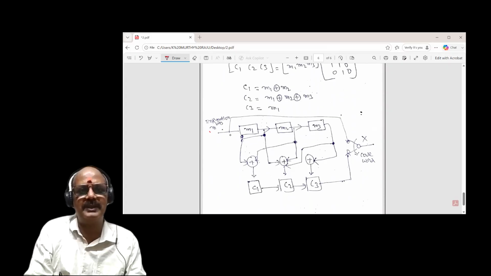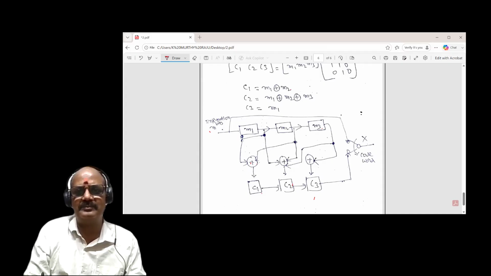Information bits M are placed here. These are the flip-flops we use to store the message bits. 3 message bits are there: M1, M2, M3. C1 is determined from M1 exclusive OR M2. C2 is M1 exclusive OR M2 exclusive OR M3. C3 is only M3. These are the parity bits, the check bits.